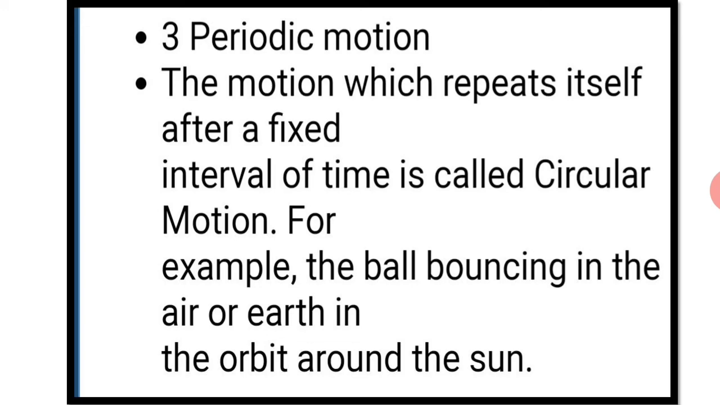Motion of a pendulum, a branch of a tree moving to and fro. The branch of the tree is moving to and fro. Motion of a child on a swing, like when you are swinging on a swing. The string of a guitar or the surface of a drum being played are examples of periodic motion, where an object or a part of it repeats the motion after a fixed interval of time. Are you getting it? They are repeating the same motion after a fixed interval of time. This is called periodic motion.